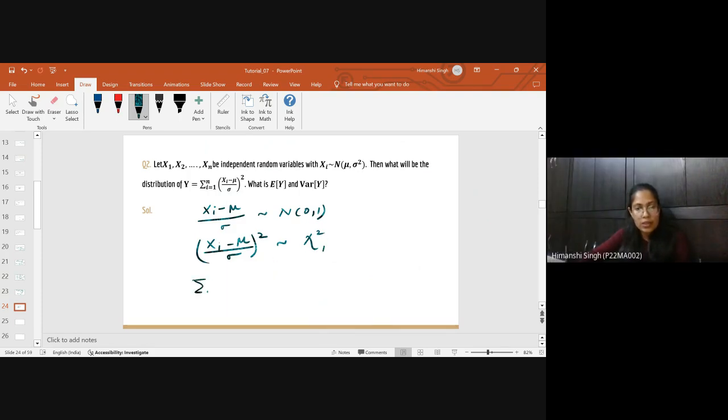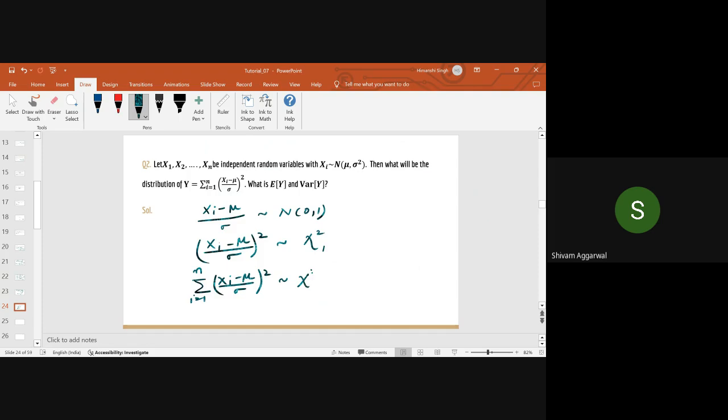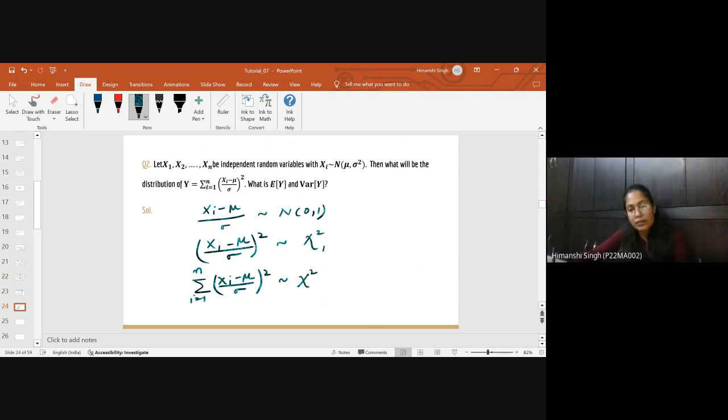Now if I find the summation of ((xi minus mu) upon sigma) whole square, i varying from 1 to n, I am adding chi-square distributions with 1 degree of freedom each. Then it will be what? It will be n degrees of freedom, because we are adding n squares of standard normal distributions. So it will be chi-square with n degrees of freedom.